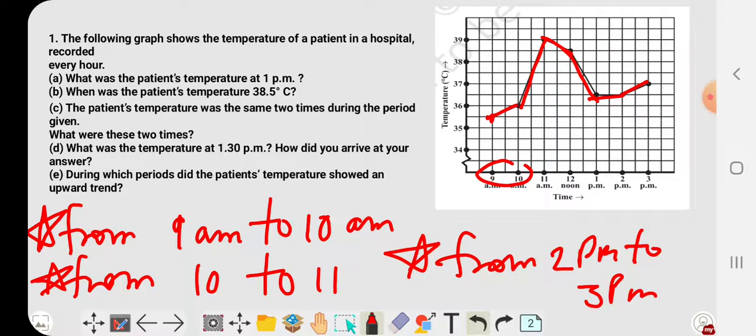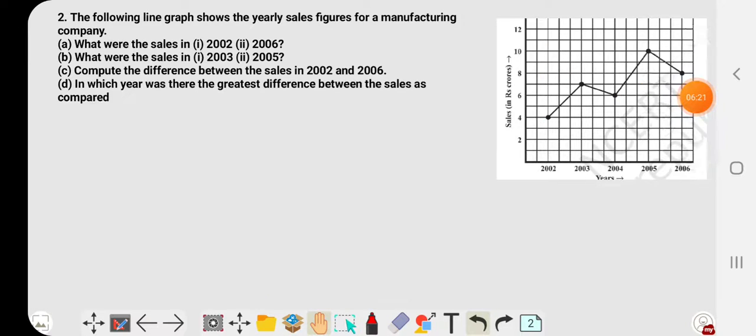Now let's move to question number 2. Question number 2 asks, the following line graph shows the yearly sales figure for a manufacturing company. This is the manufacturing company. The sale of this manufacturing company in rupees is given on the abscissa, meaning the y-axis, and the year is given on the x-axis. So here you can see the years and the sale.